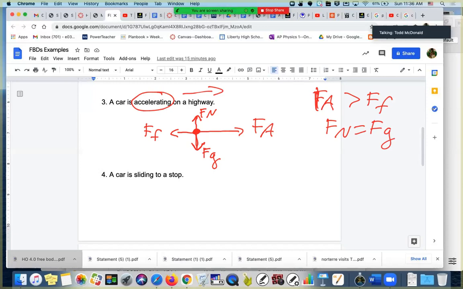A car sliding to a stop. Okay, if it's sliding to a stop, again, we're going to draw a dot. We're going to assume that's the car.